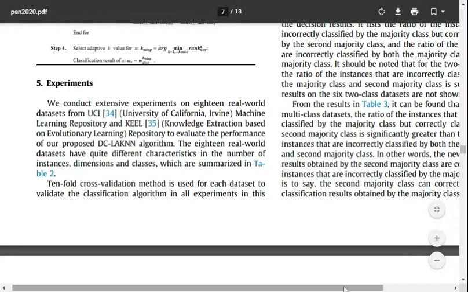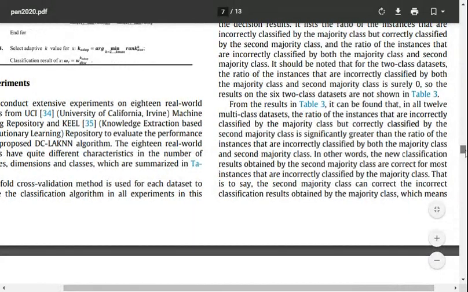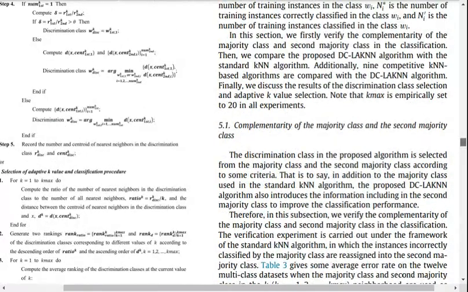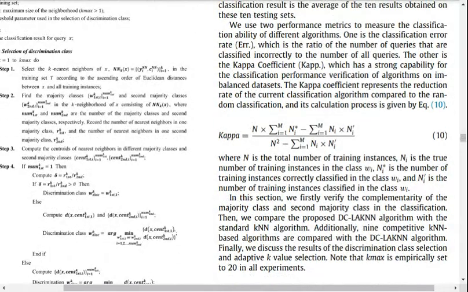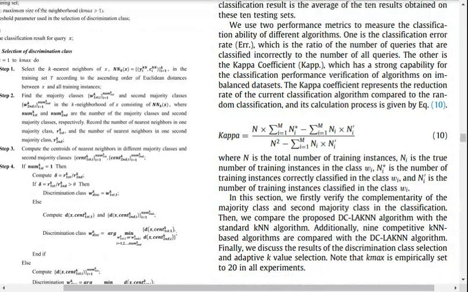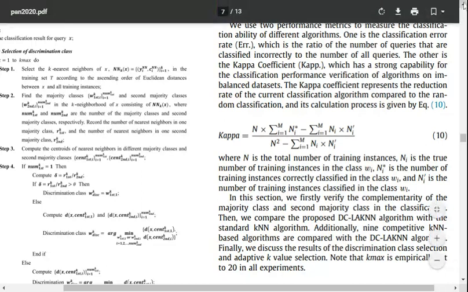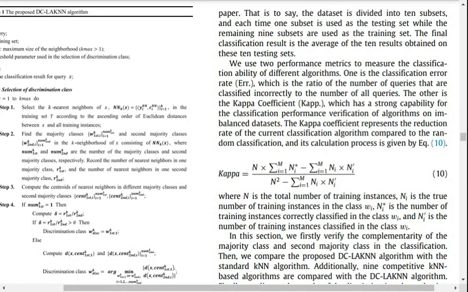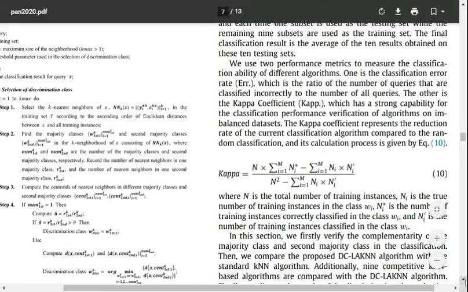Okay, for experiments, they used UCI datasets. Those are different situations in terms of classes, dimensions, or other things. And they use K-fold cross validation for their experiments. Also, there are two methods for evaluation. One of them is the number of queries to all the instances, and another is the trade-off between distributions and classification.